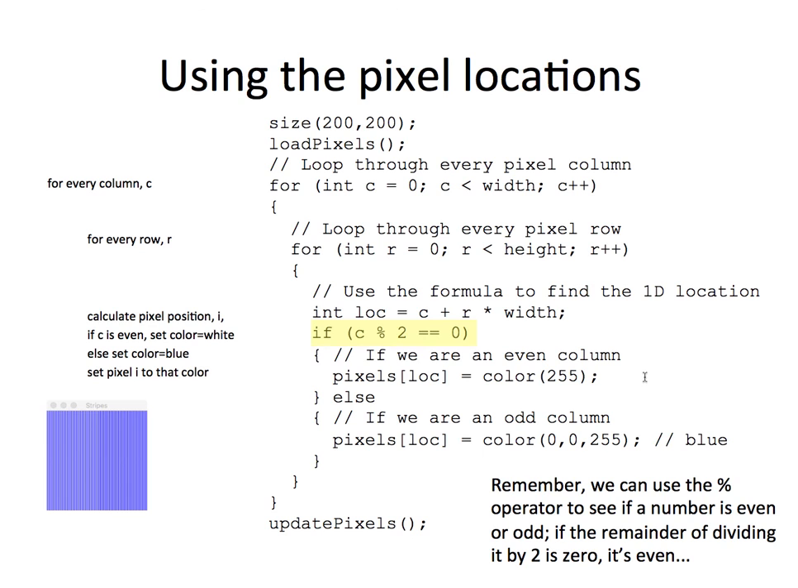So this is just a reminder that we can use the mod operator to see if a number is even or odd, and if the remainder of dividing it by 2 is 0, then it's even.